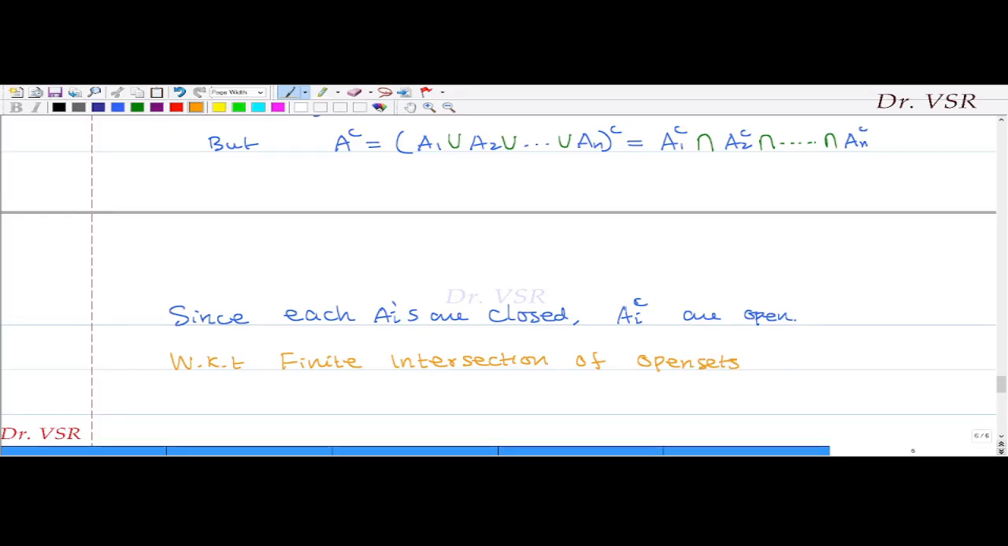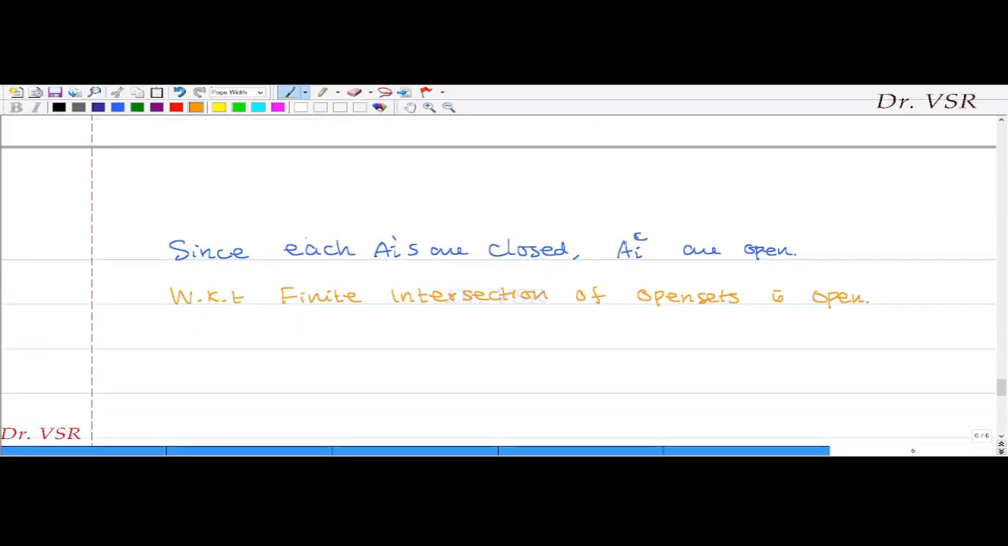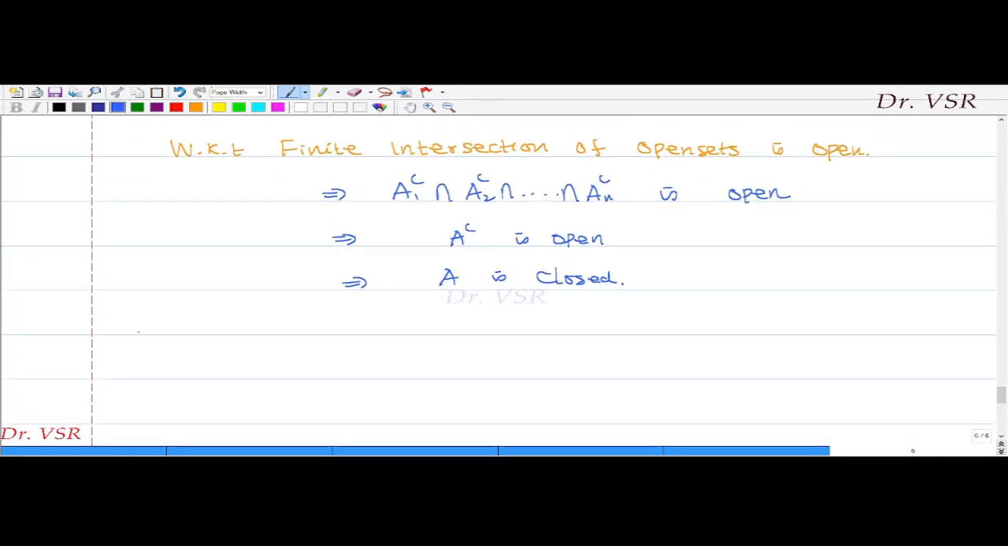This will be open. So this implies that A1 complement intersection A2 complement intersection with AN complement is open. So this is equal to A complement, which is open. So this implies that capital A is closed. So what we have proved is that a finite union of closed sets is closed.